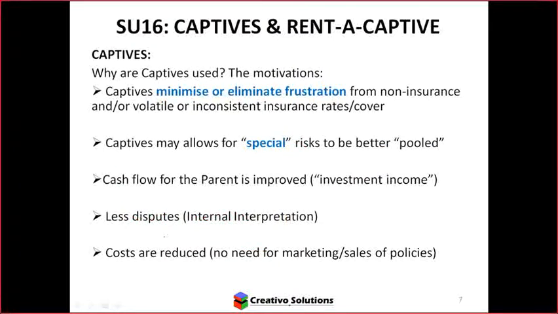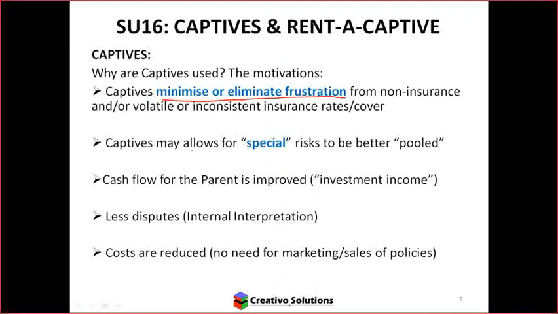So why are captives used? These are some of the motivations. The study guide went into quite some detail when they talked about captives, so I've given you a summary here in terms of bullet points. Number one, minimize or eliminate frustration. That's probably the biggest benefit. Are you claiming from an external party? No. You're dealing with your own organization, just a different branch. And if it's internal, is it easier to communicate? Yes. And it's also easier to get payout.